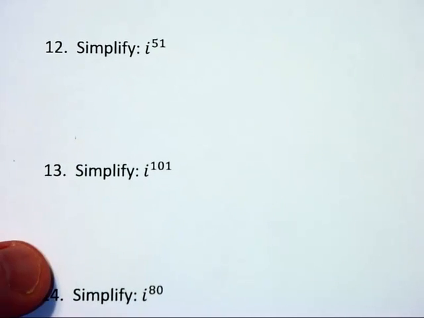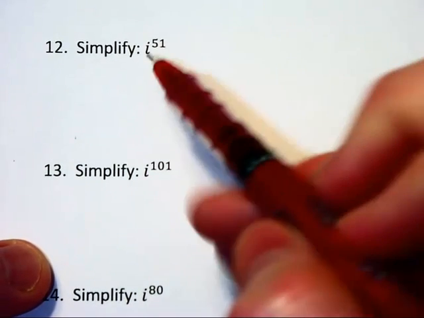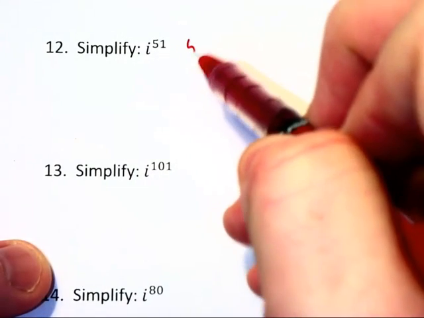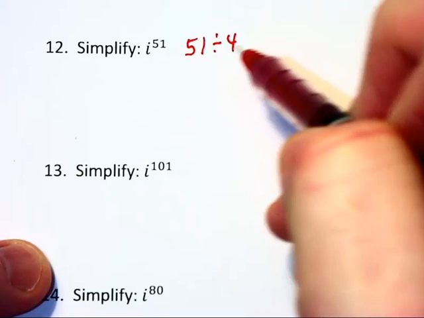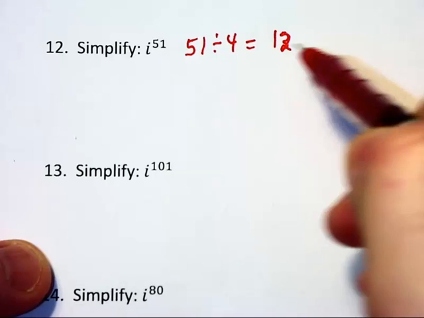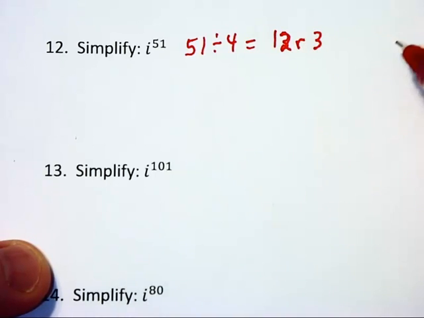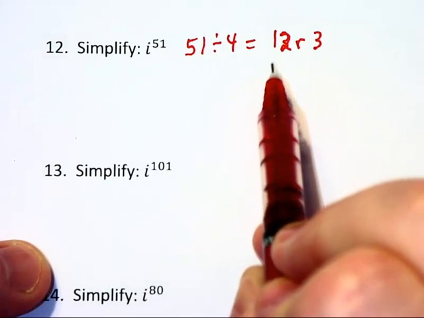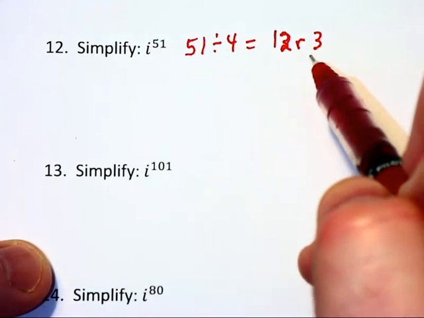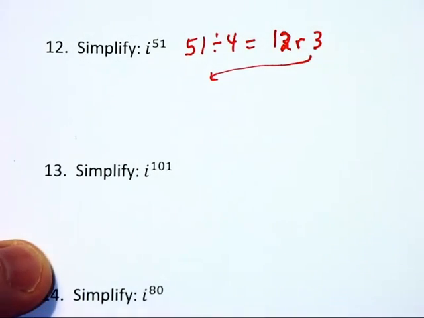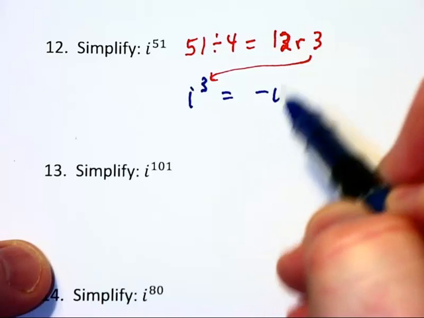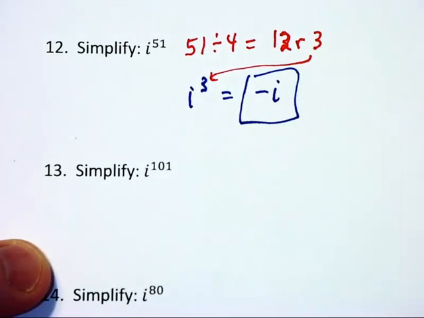Now there's a shortcut way of handling this. Instead of writing i to the 51st is i to the fourth times i to the fourth times i to the fourth, etc., what we're going to do is say 51 divided by 4 is 13. Let's make that 12, remainder 3. What is this 12? Well, that says I've got 12 groupings of 4, and so I can take that remainder of 3 and say I'm going to have i to the third instead, which becomes negative i.